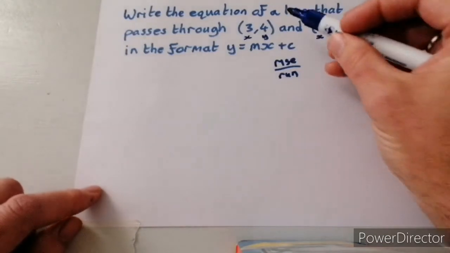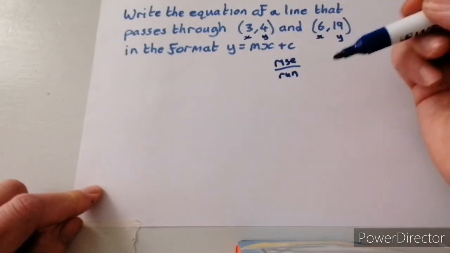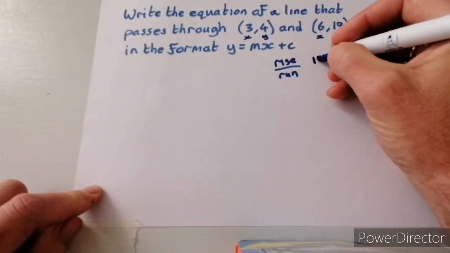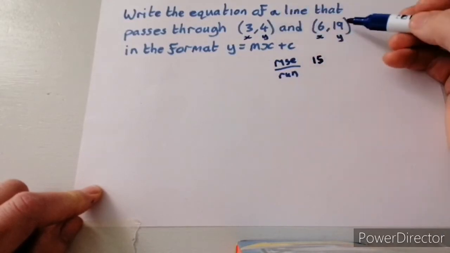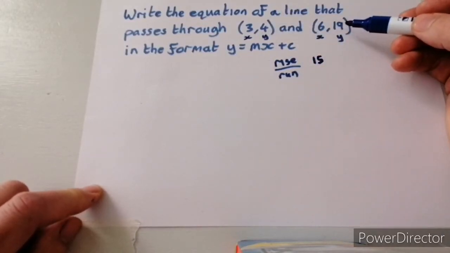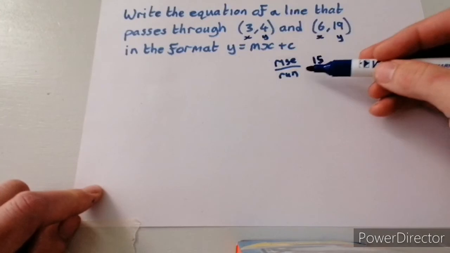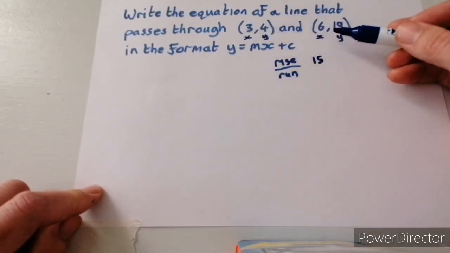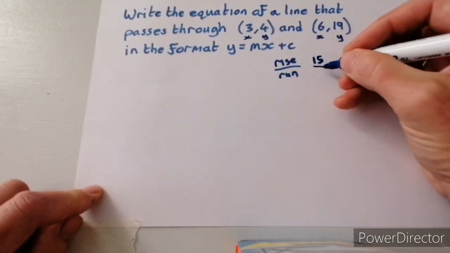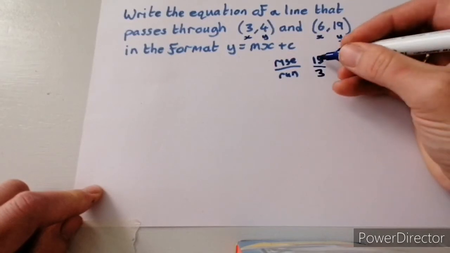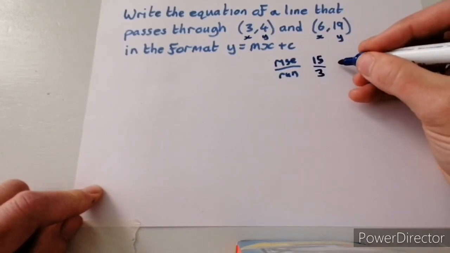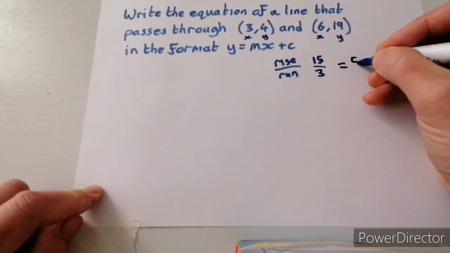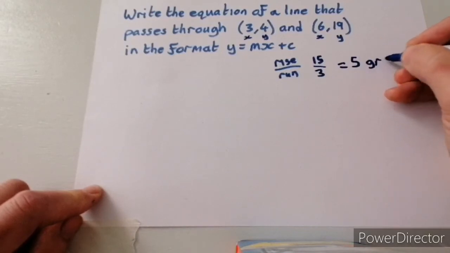Well, our rise, how much has our y coordinate changed? It's gone up by 15 because we've gone from 4 all the way up to 19, so it's quite a steep line. And our x coordinate, our run, has gone from 3 to 6. So it's only moved across 3. 15 divided by 3 is 5. So our gradient is 5.